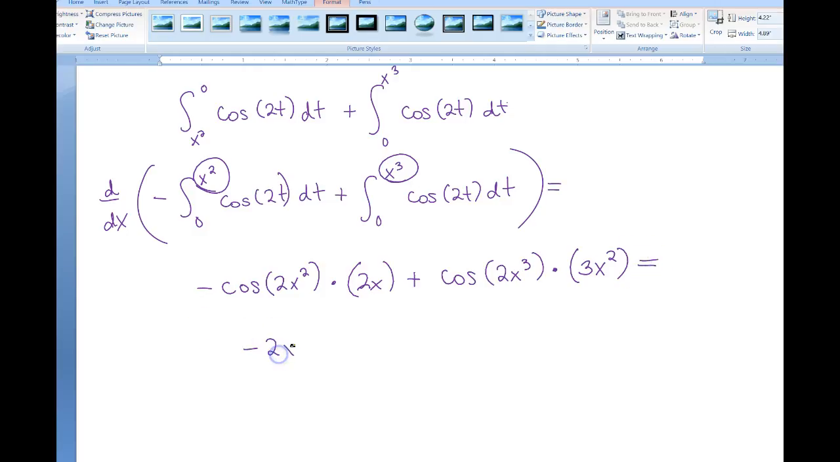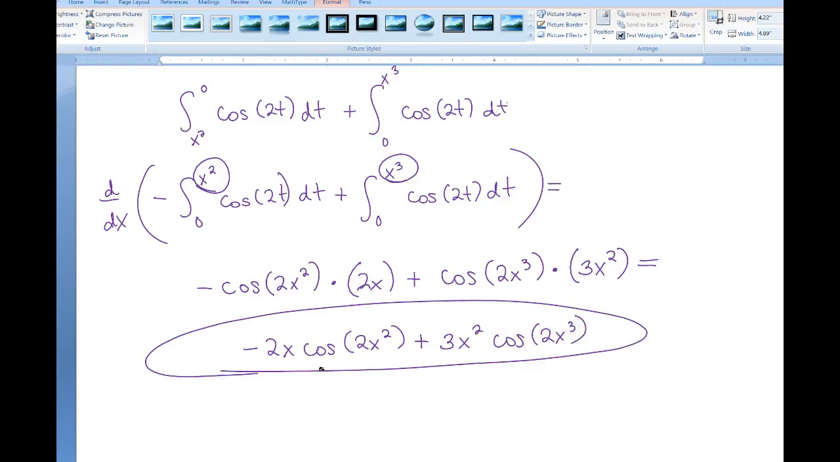So you get negative 2x cosine of 2x squared plus 3x squared cosine of 2x to the third. And don't worry about trying to factor out x's or anything like that, just leave it.